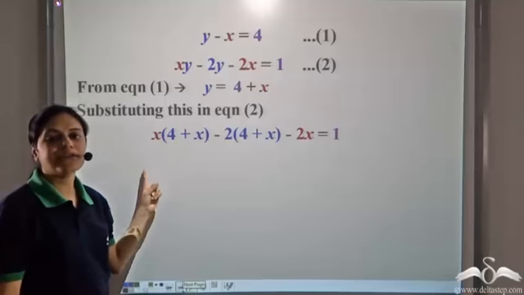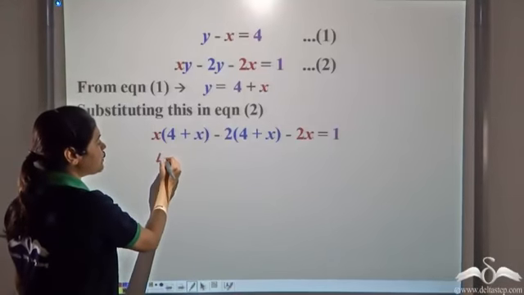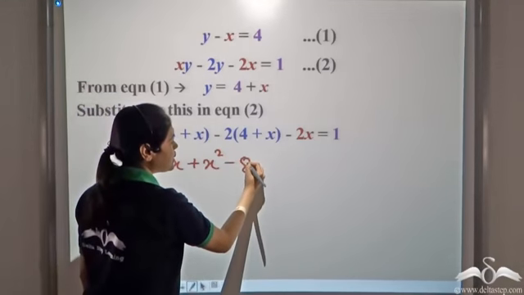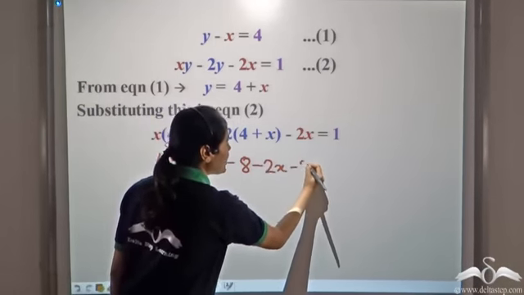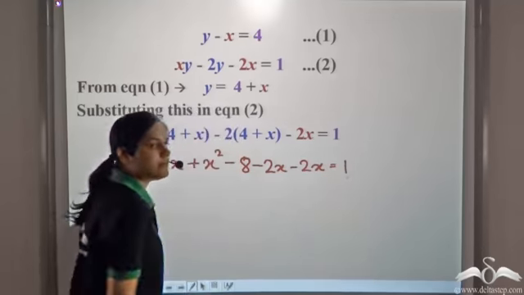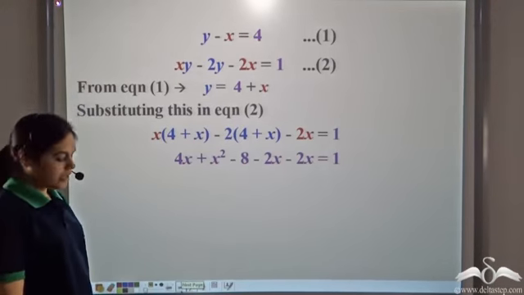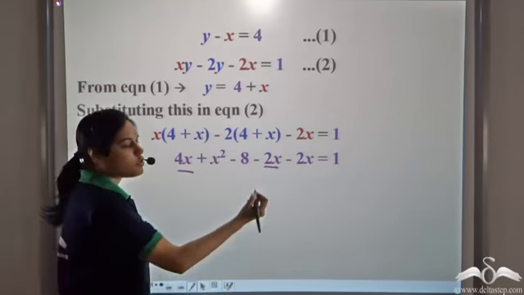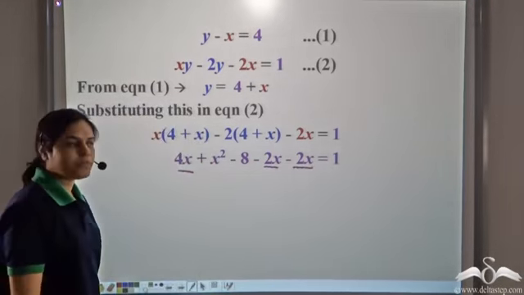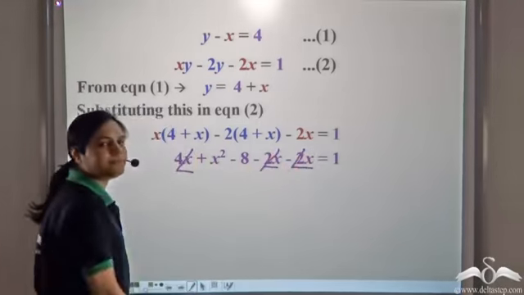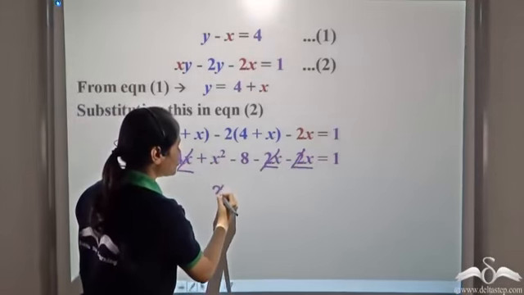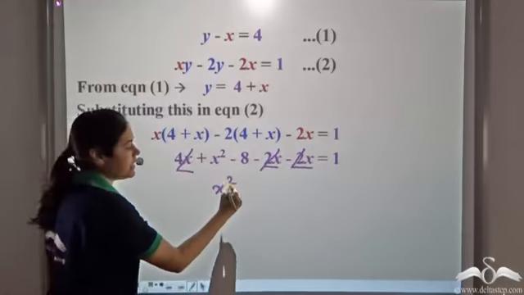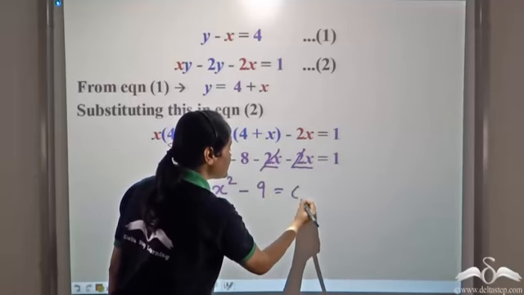Now let us simplify this. Simplifying this, we get 4x plus x square minus 8 minus 2x minus 2x is equal to 1. Now 4x minus 2x is 2x. 2x minus 2x is 0. So these three get cancelled. So we are left with x square minus 8 and we bring this 1 to the left hand side. So x square minus 9 is equal to 0.